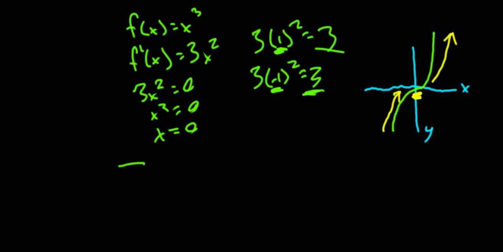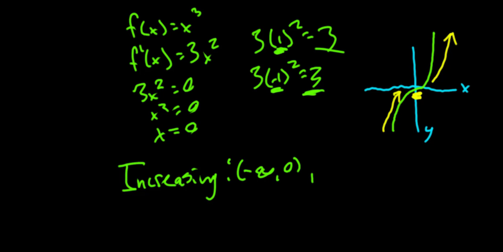So here's what we'll do. We'll say increasing from -infinity to 0, parentheses, and then it's also increasing from 0 to positive infinity. And that's how you would do rates of change problems. That's how you'd solve a problem if it's asking you where functions are increasing, decreasing, where the intervals are, or at what point the function is not changing at all.